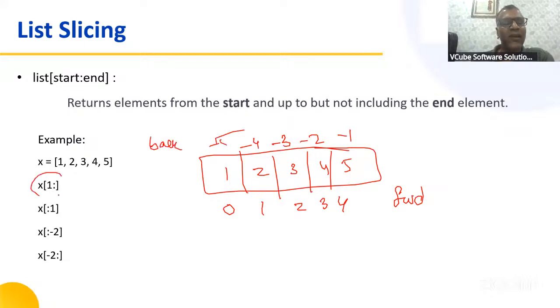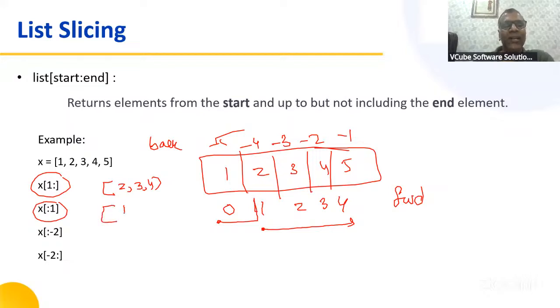Can you please answer me? 1 colon. What is the meaning of 1 colon? It means I need to start at 1 and go till the end. So the answer is 2, 3, 4. Everyone answered it? Yes. Now, can anyone answer colon 1? Whenever we have colon 1, I start with the 0th index and go up to 1, and the first index is excluded. Okay? So the answer is 1.